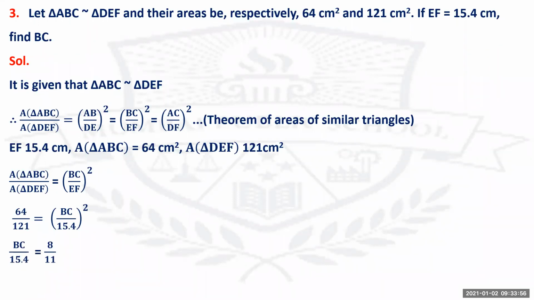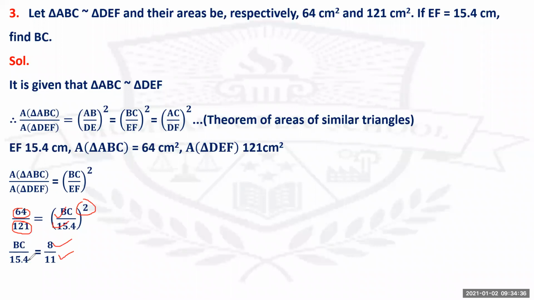So what you're going to do is, you'll take the square root on both sides. Understand? So what you will get, BC upon 15.4, the square will get cancelled off when you remove the roots, and you'll be left with BC and 15.4. And root of 64 is 8, and root of 121 is 11. So when you remove the square root, BC upon 15.4 equals 8 upon 11.